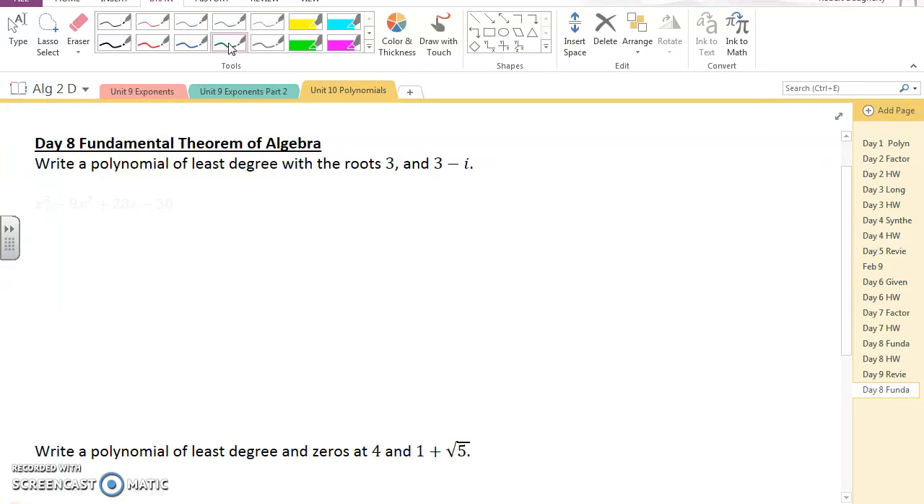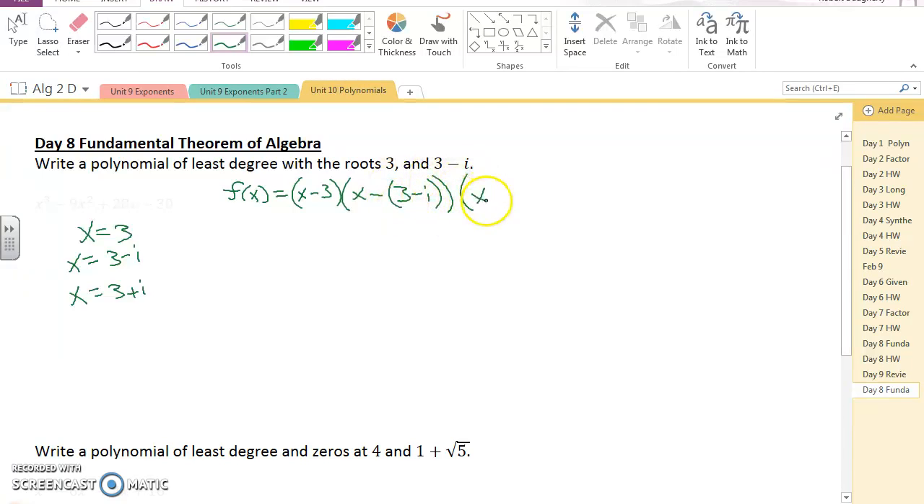So in this one, I'm going to write a polynomial that has roots of x equals 3 and x equals 3 minus i. If it has real coefficients, I'm also going to have a root of x equals 3 plus i. So my polynomial is going to look like this. f of x is equal to x minus 3. That's the first factor. x minus 3 minus i, that's the second factor. And x minus 3 plus i, that's the third factor. So that's the polynomial. Now the work is just multiplying all this out.